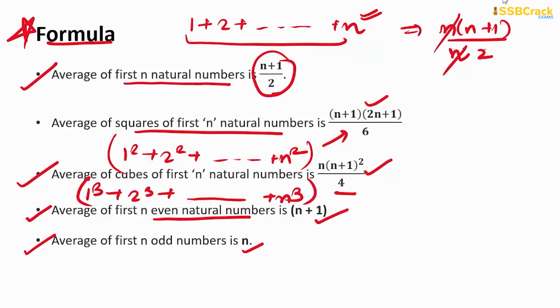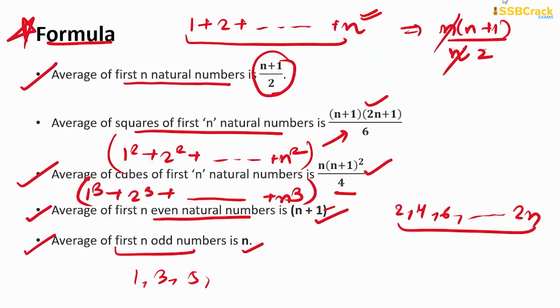So if you are given the first n even natural numbers, that is 2, 4, 6 up to 2n, then the average will be n plus 1, and for the first n odd numbers, that is 1, 3, 5 up to 2n minus 1, the average is given by n. So now I hope all the formulas based upon the average topic are very much clear to you, and you will be able to apply these formulas in the questions in the examination, so that you can save time and solve the questions accurately, right?